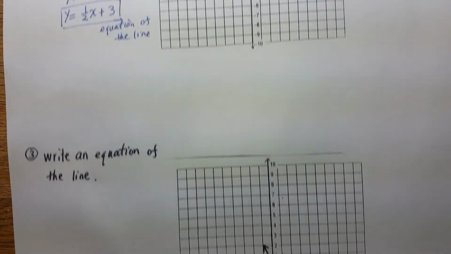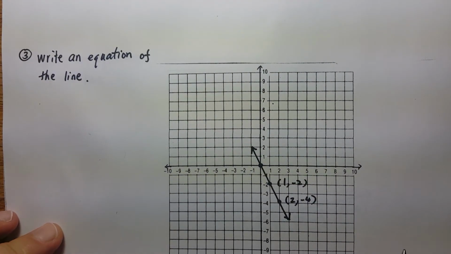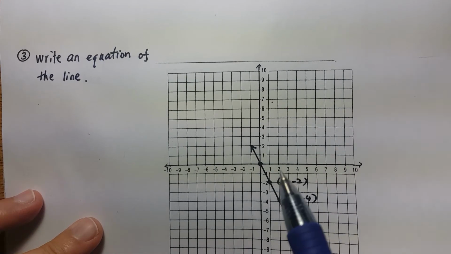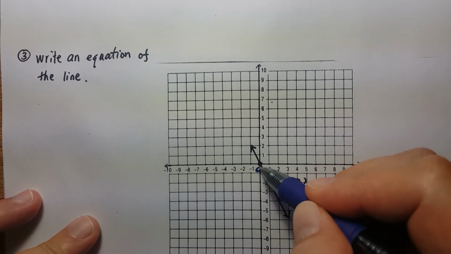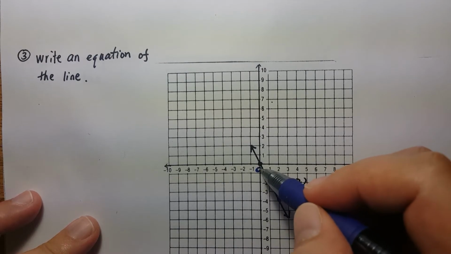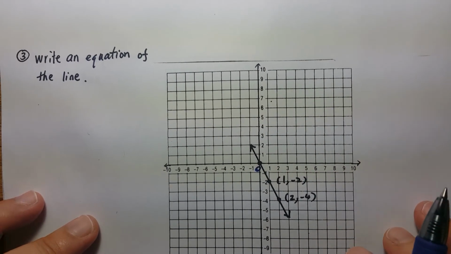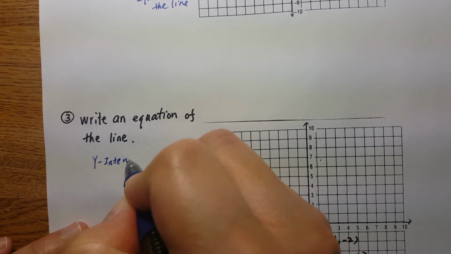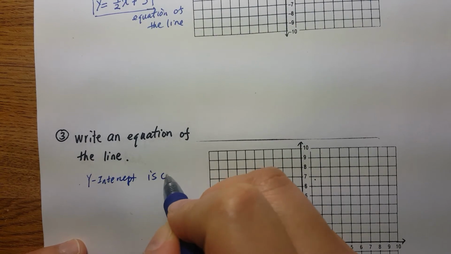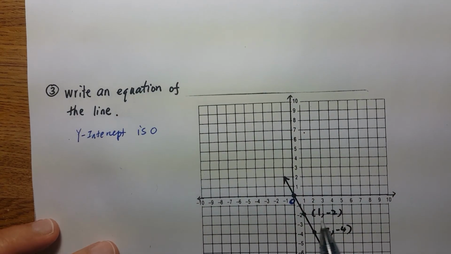Let's go to question number 3. We also have to write an equation of the line. You have the line over here, and it crosses the y-axis at the origin, (0, 0). So the y-intercept is 0.